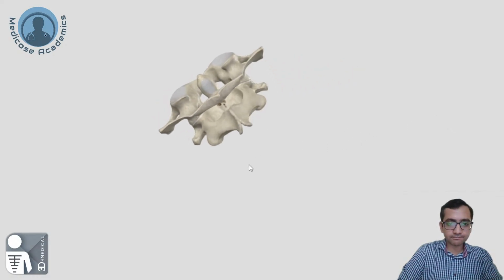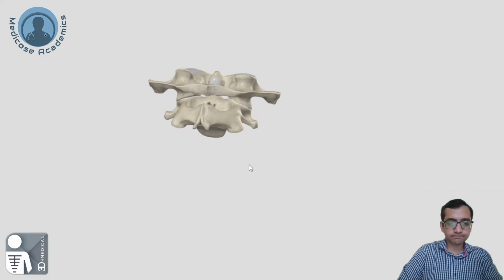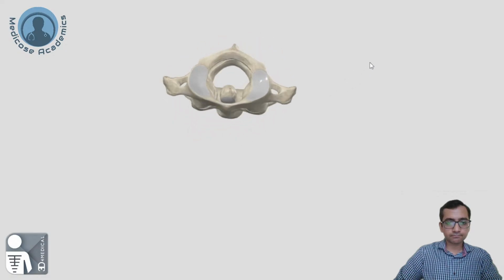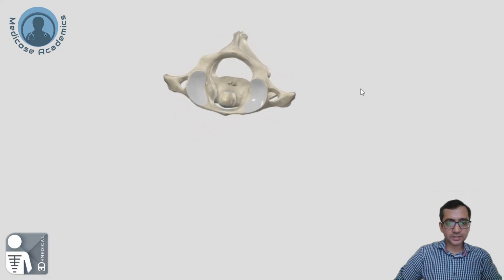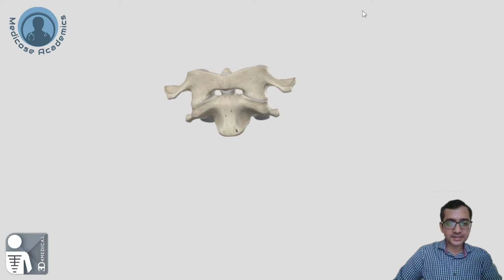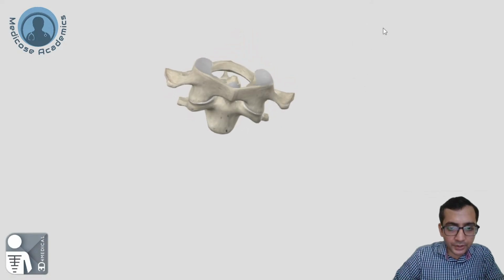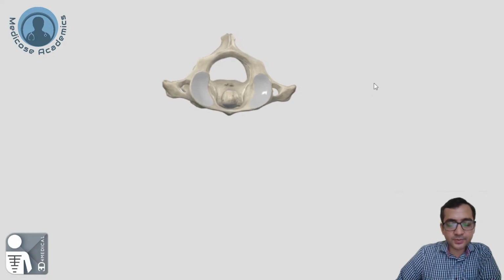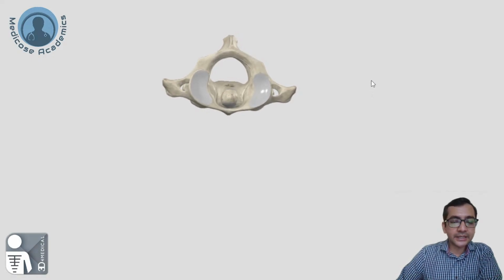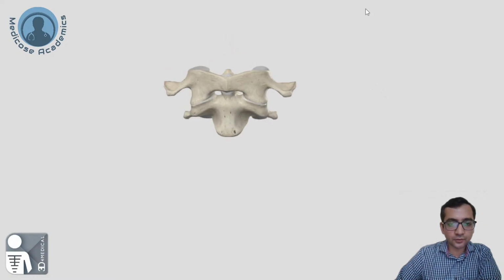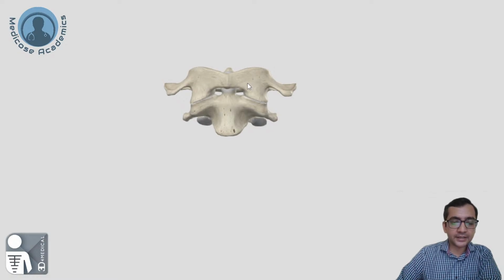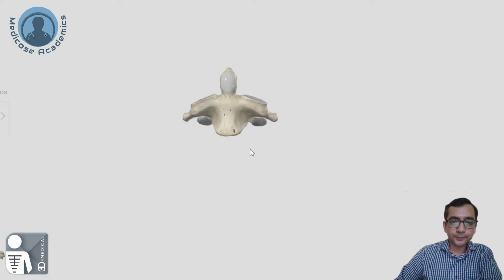You can see the body, the dens. This is the dens that is running between the two. Embryologically speaking, it is the body of the C1 that did not fuse with the C1 but fused with the body of the axis below, and it gives the axis on which the atlas rotates.